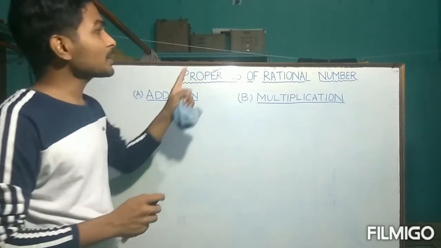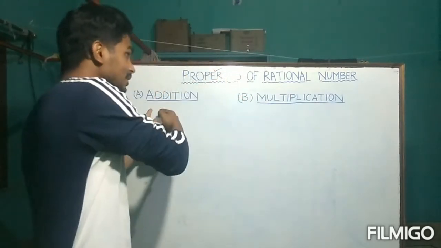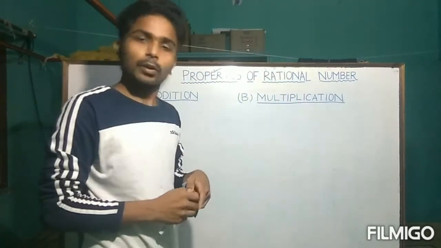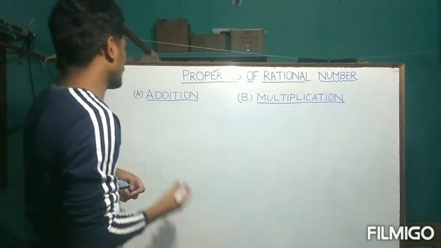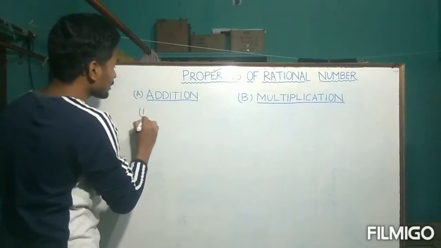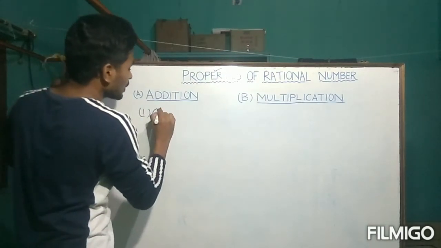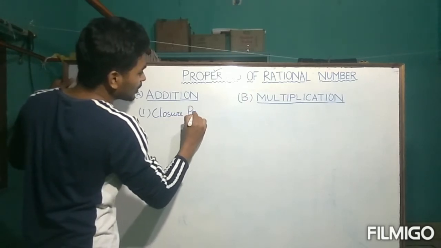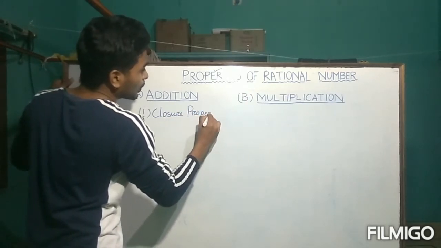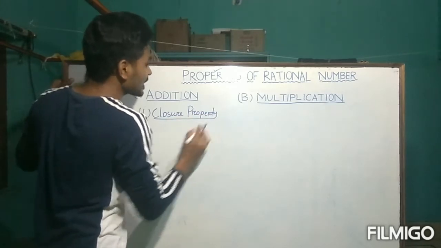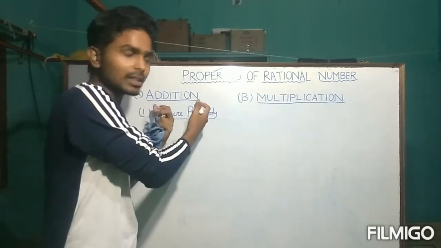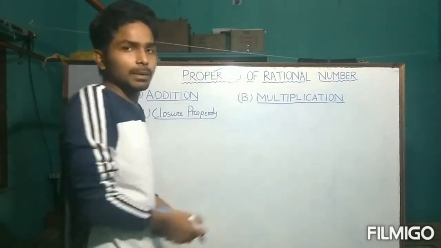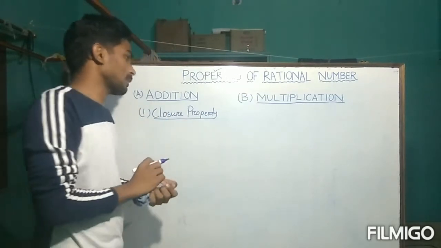Properties of rational numbers on the basis of addition and multiplication. We will start our session. The first property is closure property. We will discuss this property with addition as well as with multiplication. So what is closure property?